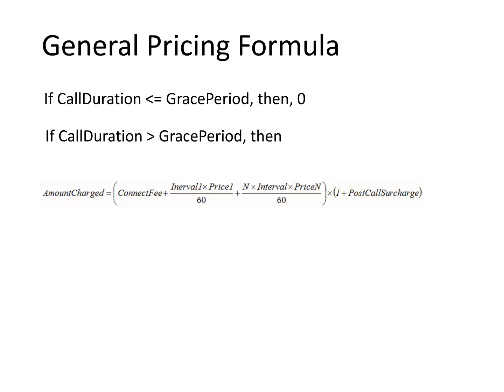Note that price 1 and price n in the formula are both divided by 60. This is because prices are set in the system on a per 1 minute basis while intervals are set in seconds.